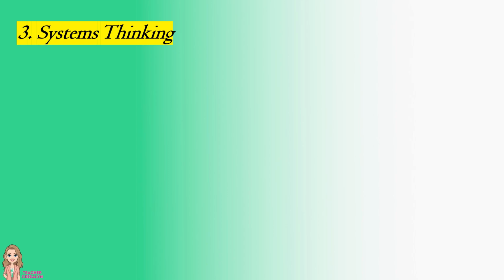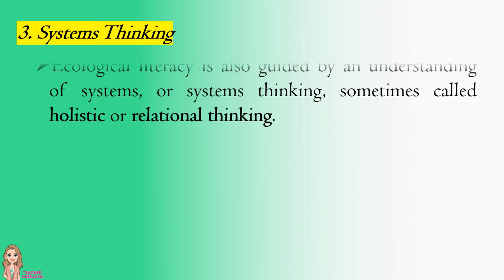Third is systems thinking. Ecological literacy is also guided by an understanding of systems, or systems thinking, sometimes called holistic or relational thinking. Because a system is a set of interdependent, interrelated parts that make up a complex and unified whole, it cannot be fully understood by analyzing its constituent parts.